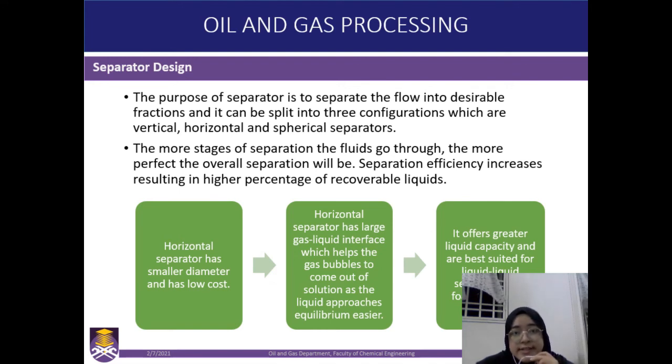This is because the horizontal separator has a smaller diameter and low cost. It also has a large gas-liquid interface, which helps the gas bubbles to come out of solution as the liquid approaches equilibrium more easily. It also offers greater liquid capacity and is best suited for liquid-liquid separation.